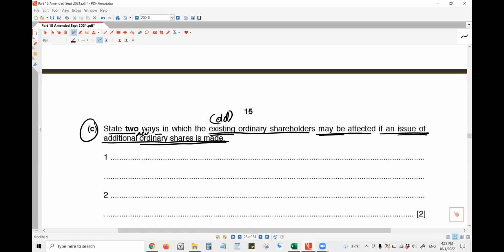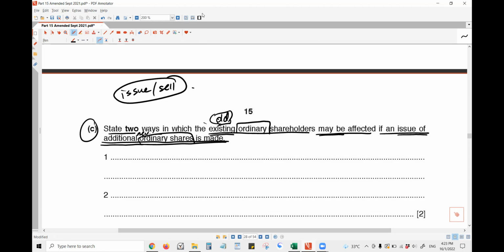That means the company right now already has some ordinary shares issued to the investor, and the company is looking to raise more money. That's why the company is considering to issue more ordinary shares. Issue means sell. So what would happen to the old ordinary shareholders?